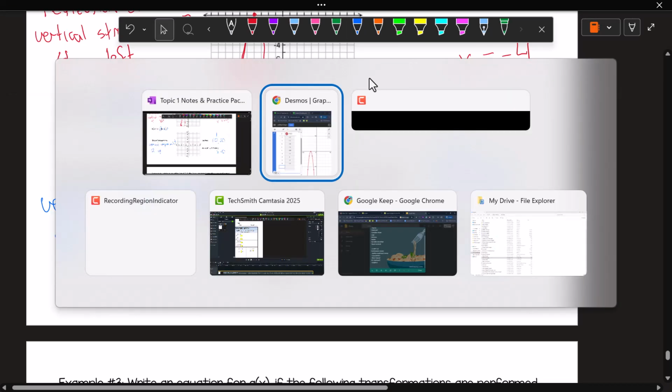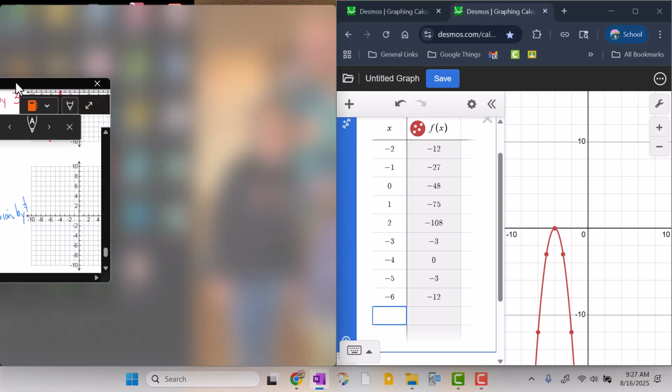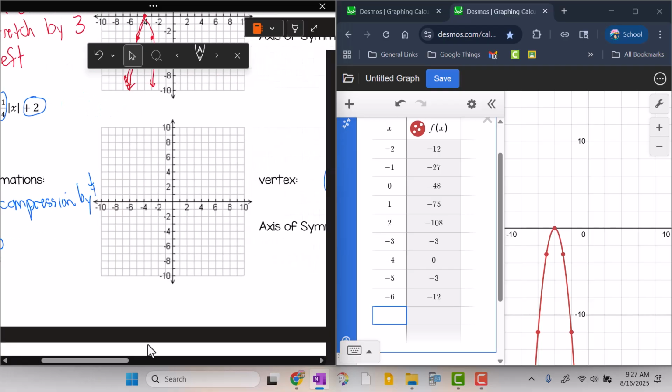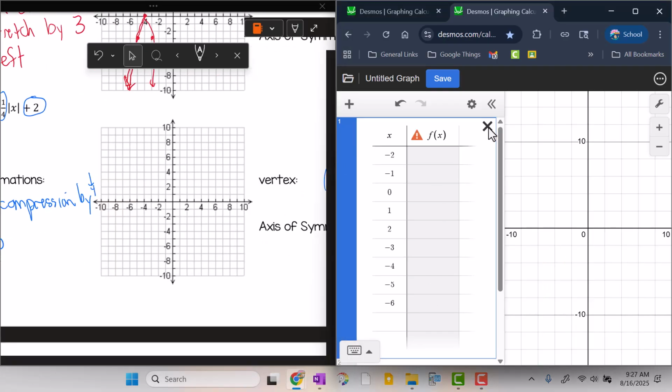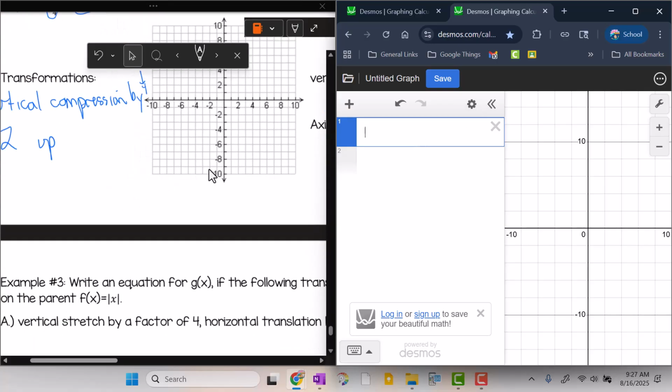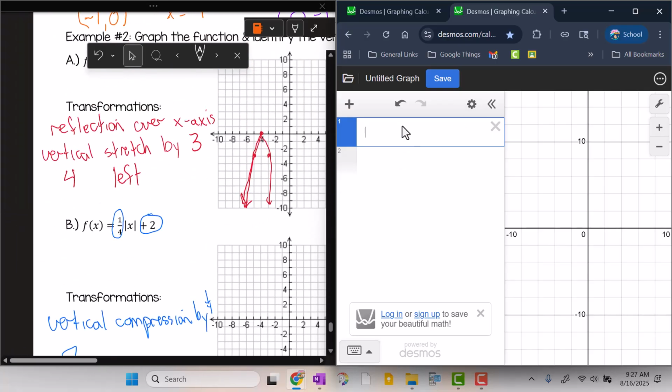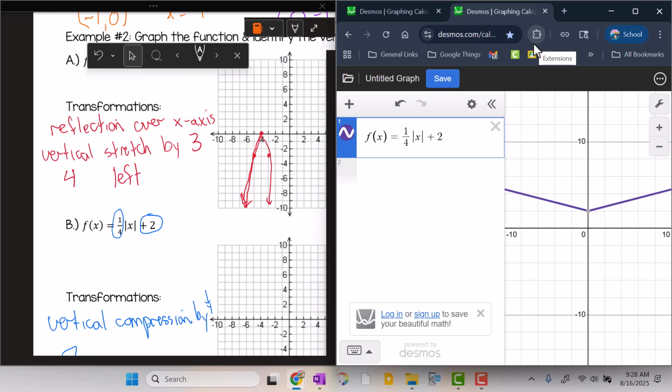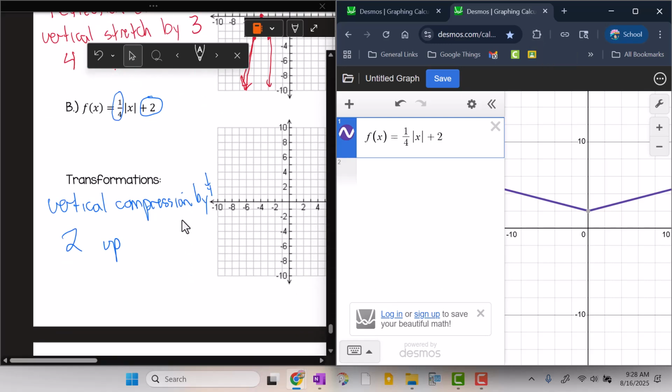Now we just have to get out our good friend Desmos yet again so that we can graph this. I'll get rid of that, and that. You need to see the equation. So we got f of x equals 1/4 absolute value of x plus 2. And that's what it looks like. Did we get compressed by 1/4? It definitely looks wider. Did we go 2 up? Yep. So now let's get some points and graph them up.